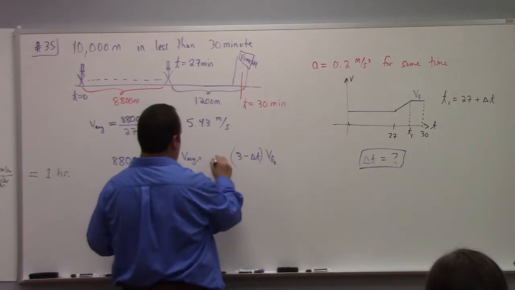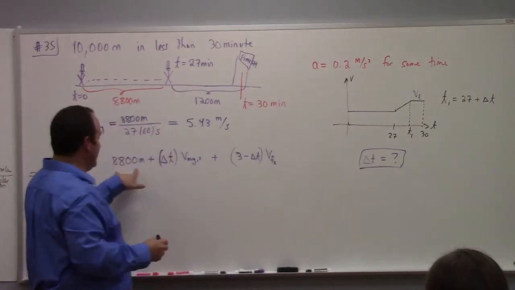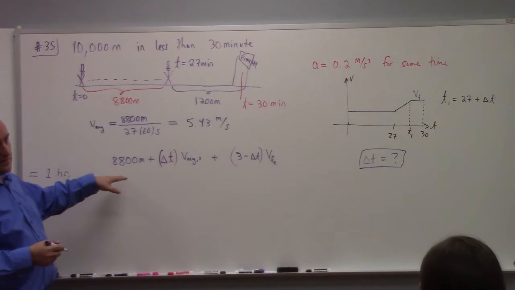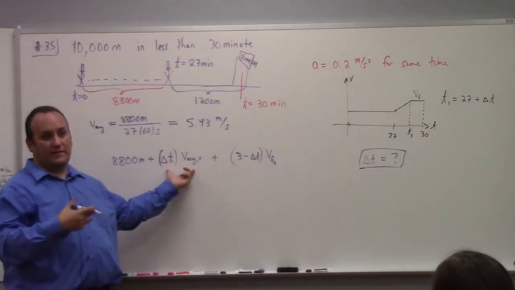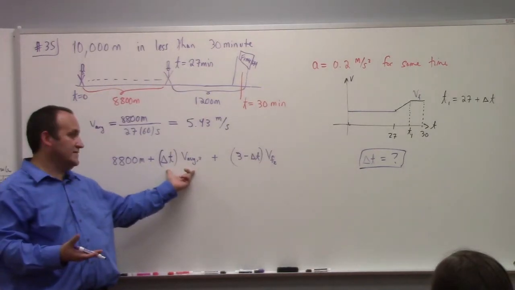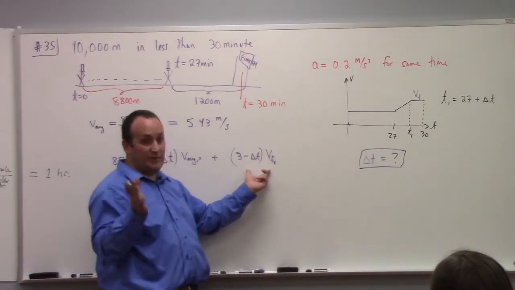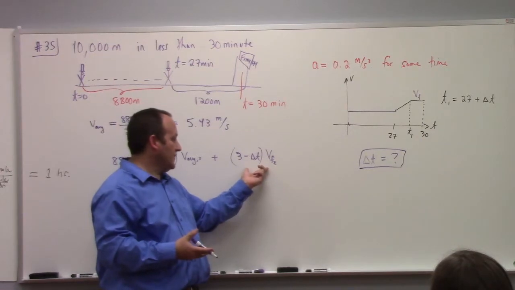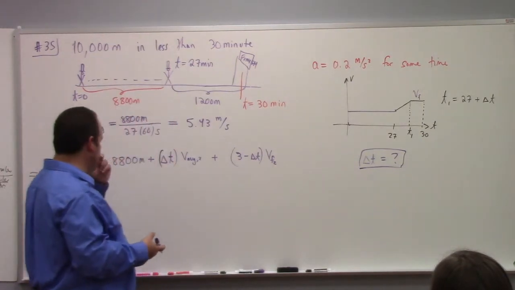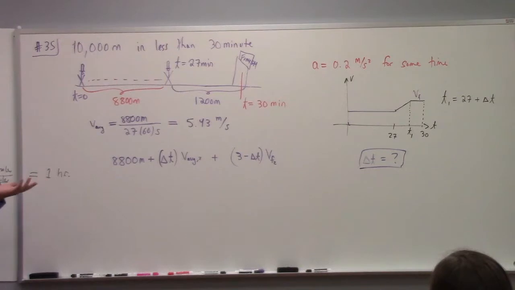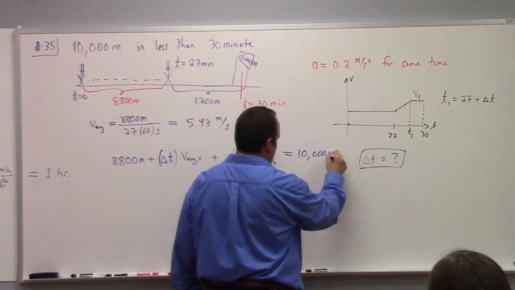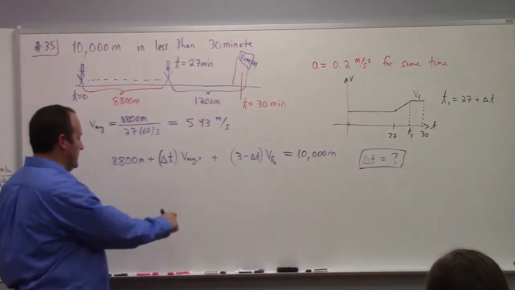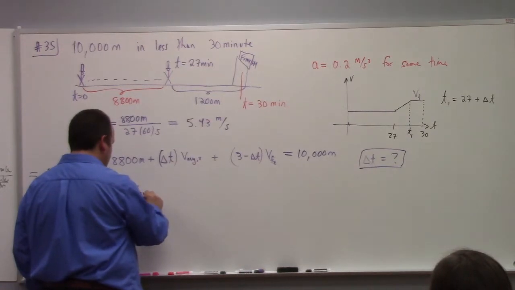So I've got 8,800 meters to start with. Then I've got this acceleration phase, which has delta t time. There's some average velocity during that acceleration phase. And then I have the final velocity, which we don't know yet either. And that's all equal to what? This is the total distance, right? This together is 10,000 meters. Now, I don't know if that helps us or not, but that's true.